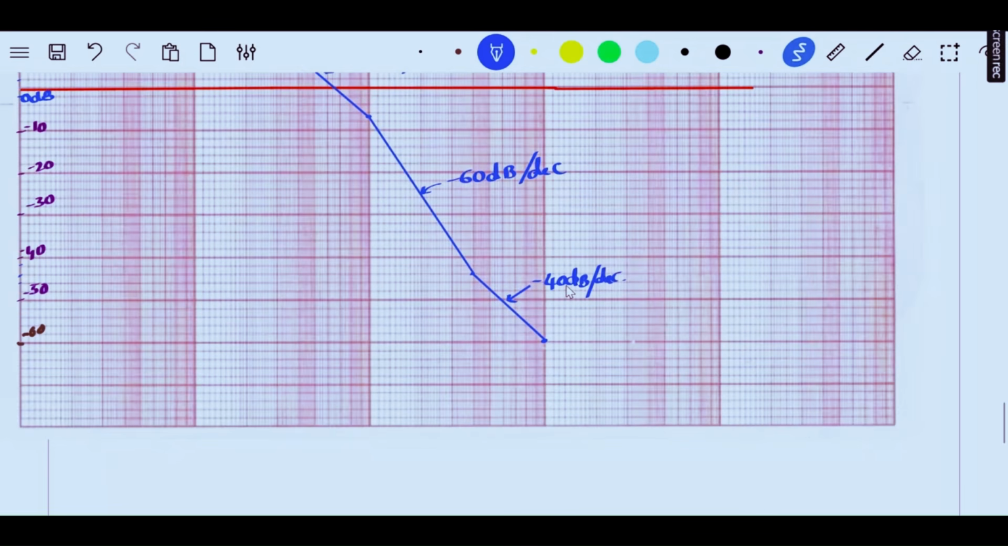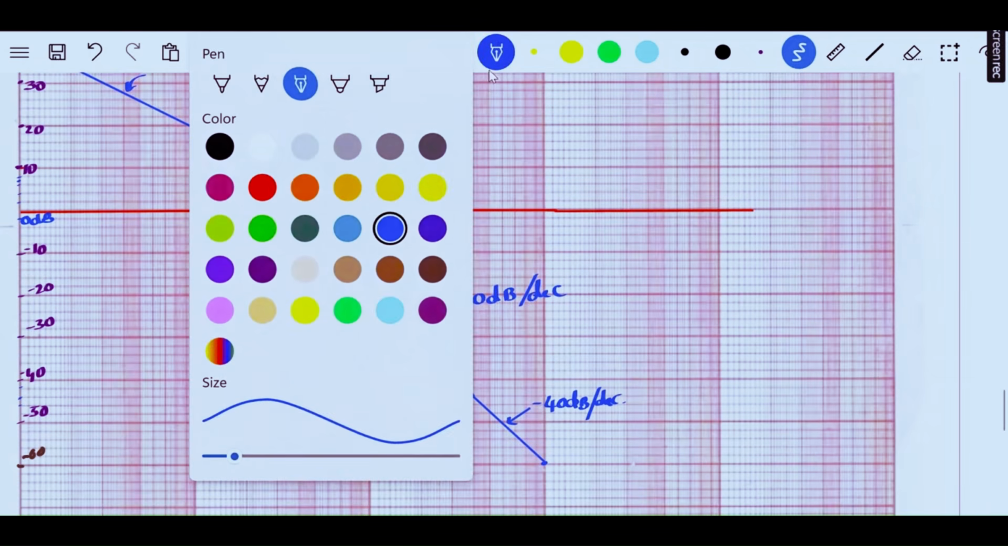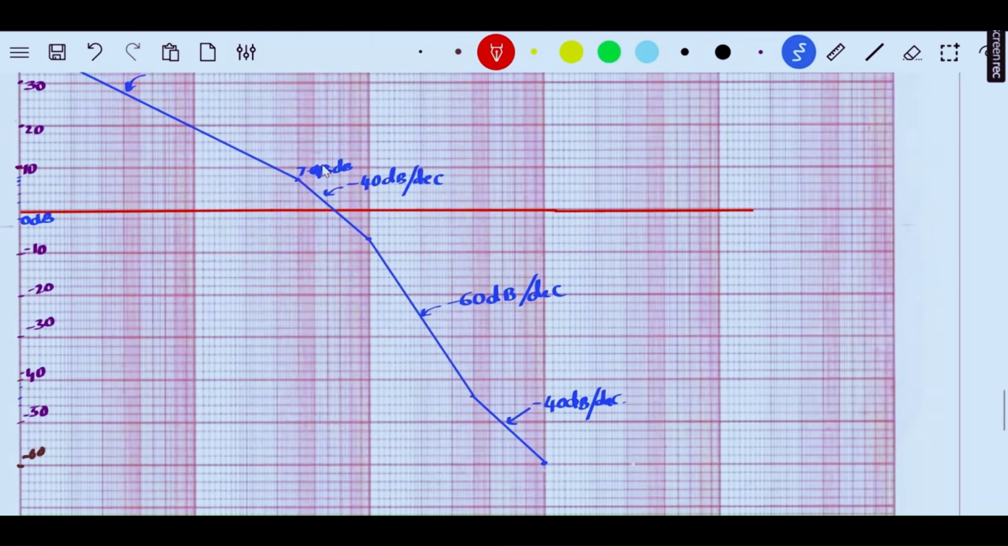Now this is the magnitude plot which we have to do according to BODE's method. I hope you all got it, how to plot a magnitude plot. Now we need to mark the 0 dB line meeting point. This is the 0 dB line and this is the 0 dB meeting point, where the magnitude plot is crossing the 0 dB line.